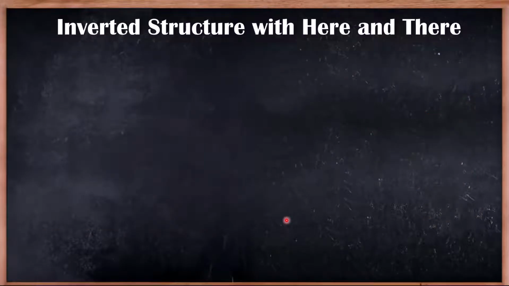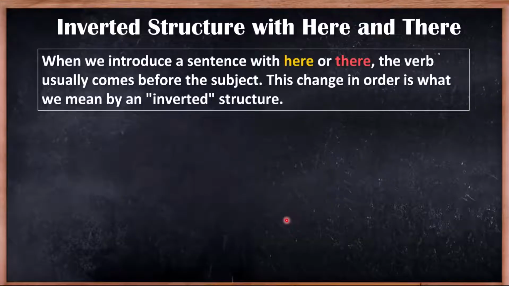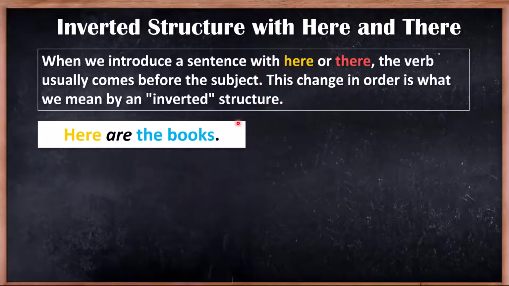So now let's talk about inverted sentence structure with the words here and there. When we introduce a sentence with here or there, the verb usually comes before the subject. So this change in order is what we mean by an inverted structure. And this makes things a little complicated when it comes to subject-verb agreement.